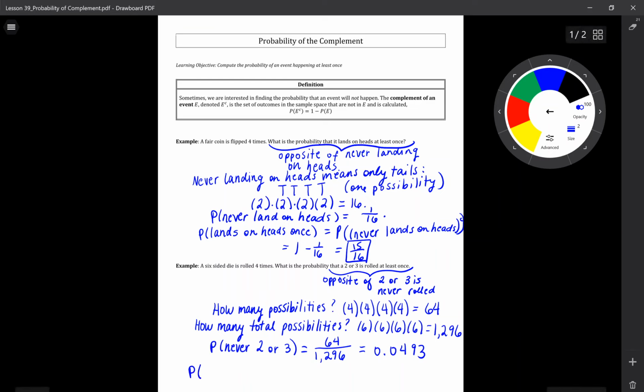So the probability that I roll a 2 or 3 at least once is equal to 1 minus 0.0493, which is equal to 0.9506, or 95.06%. So if I roll a die 4 times, the probability that I roll a 2 or a 3 at least once is 95%. So you're pretty likely to roll a 2 or a 3 at least once.